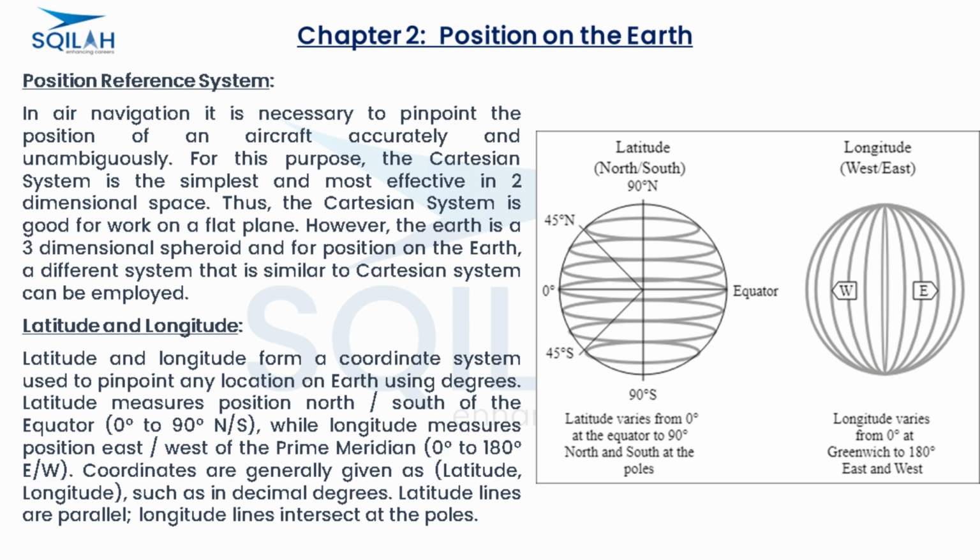Latitude and longitude. Latitude and longitude form a coordinate system used to pinpoint any location on Earth using degrees. Latitude measures position north/south of the equator, 0 degrees to 90 degrees N/S, while longitude measures position east/west of the prime meridian, 0 degrees to 180 degrees E/W. Coordinates are generally given as latitude, longitude, such as in decimal degrees. Latitude lines are parallel. Longitude lines intersect at the poles.